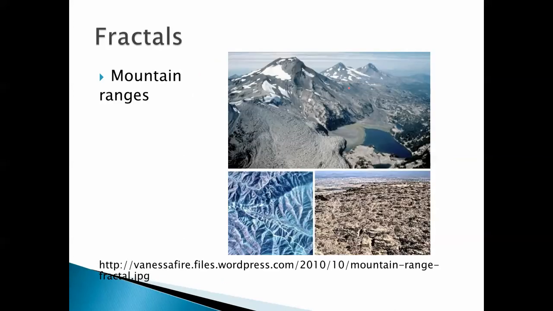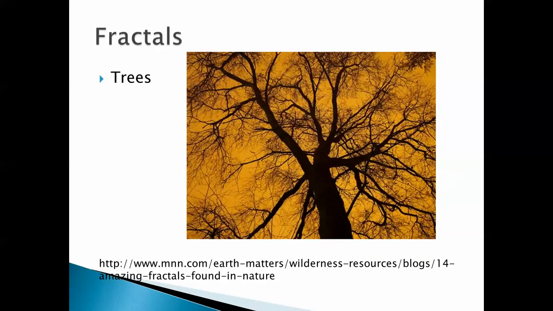Mountain ranges are similar. Check these out. So again, these would also be examples of fractals. You zoom in further and you see more detail. Trees are fractals. Again, same idea here. If you just look at this part over here, in a sense, it looks like the whole tree.